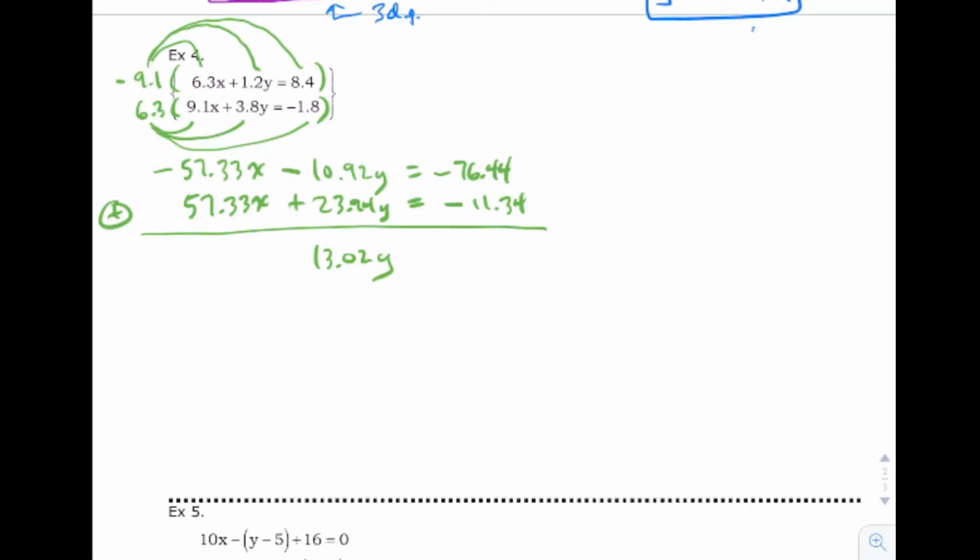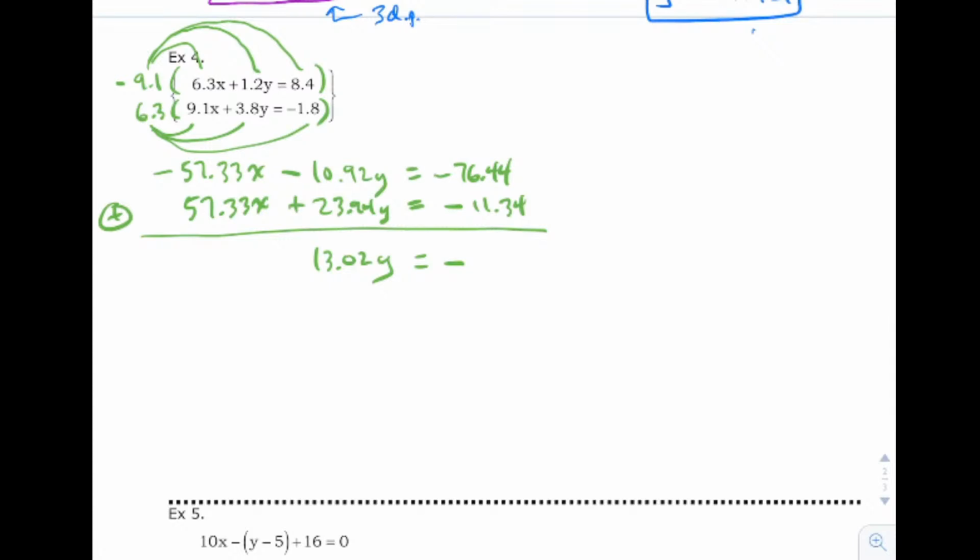13.02y. Or you could enter the positive one first and take 23.94 and subtract 10.92. Either way, you're going to get 13.02y. And then over here, you're adding up two negatives. It's going to give you a bigger negative. Let's see, 76, 86, 87 point, looks like 78. And there we go.